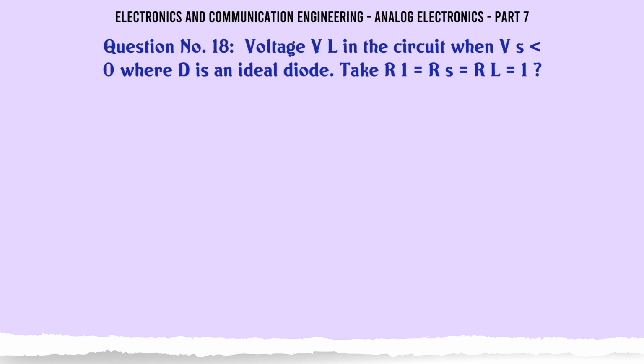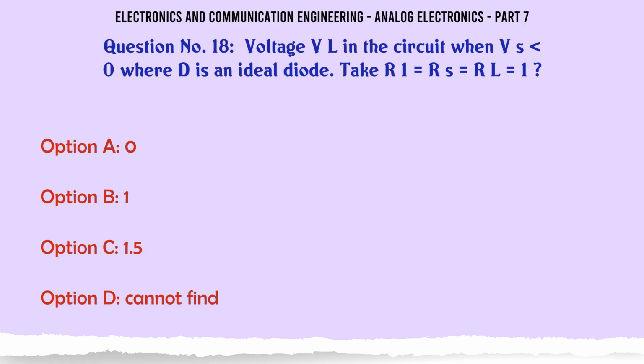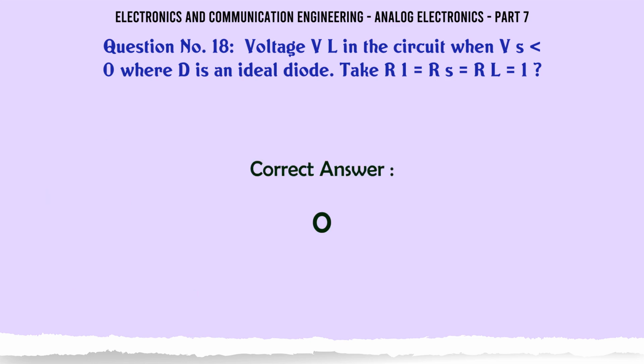Voltage VL in the circuit when V is 0, where D is an ideal diode. Take R1 = RS = RL = 1. A. 0, B. 1, C. 1.5, D. cannot find. The correct answer is 0.